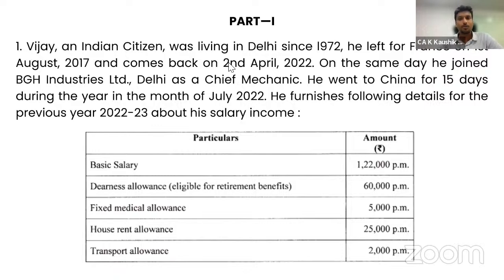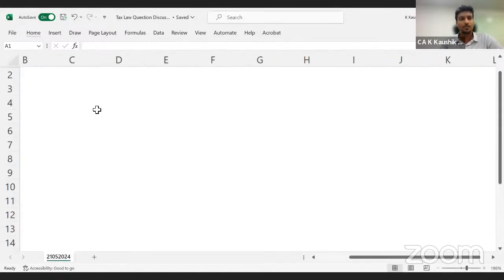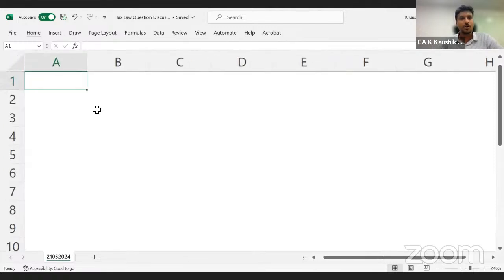Let's tackle this in the solution solving. Hope the screen is visible. Can I get a quick confirmation on the answer solving that is visible on the screen?